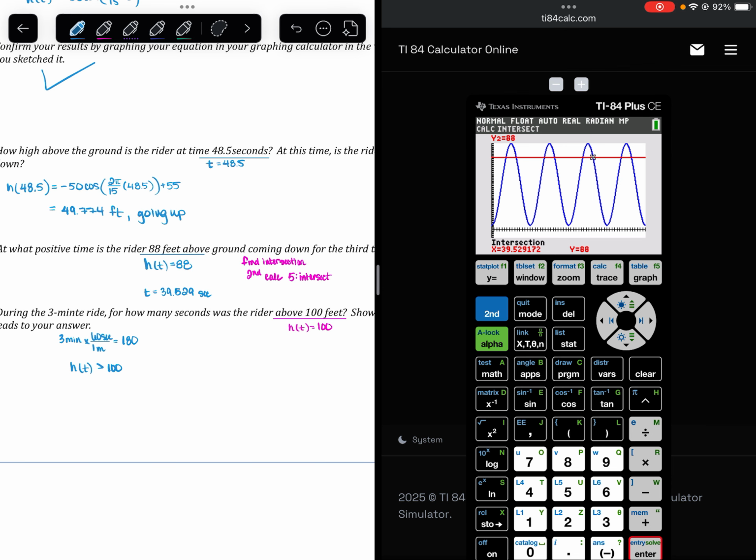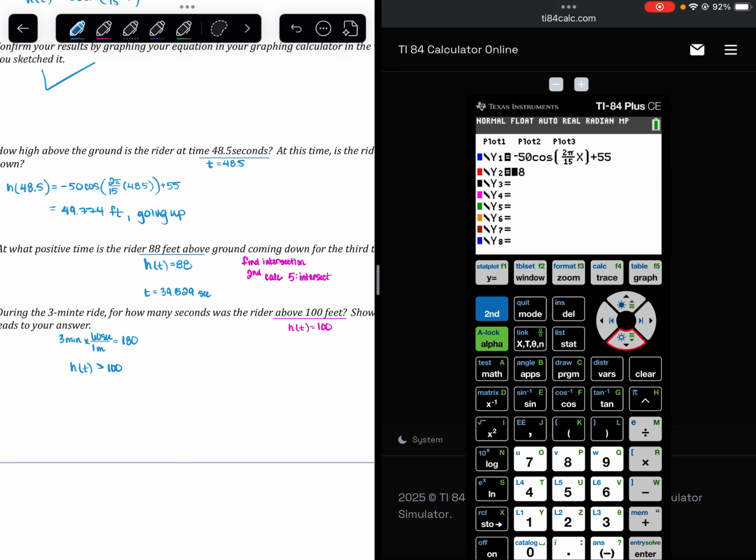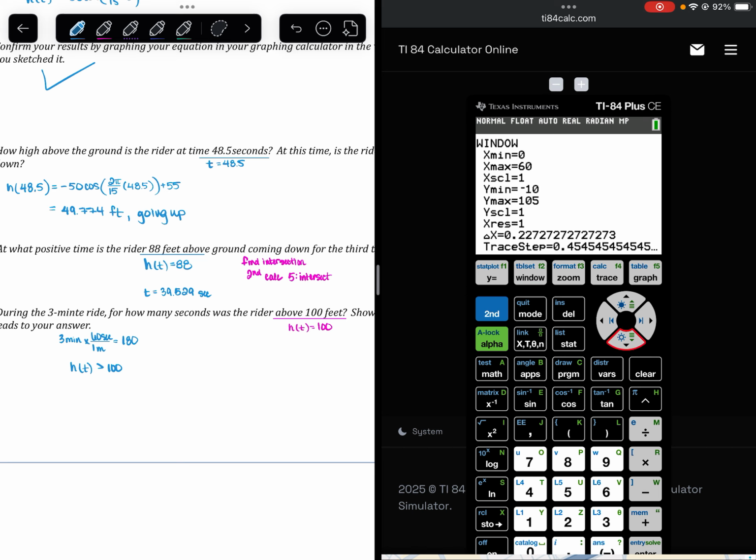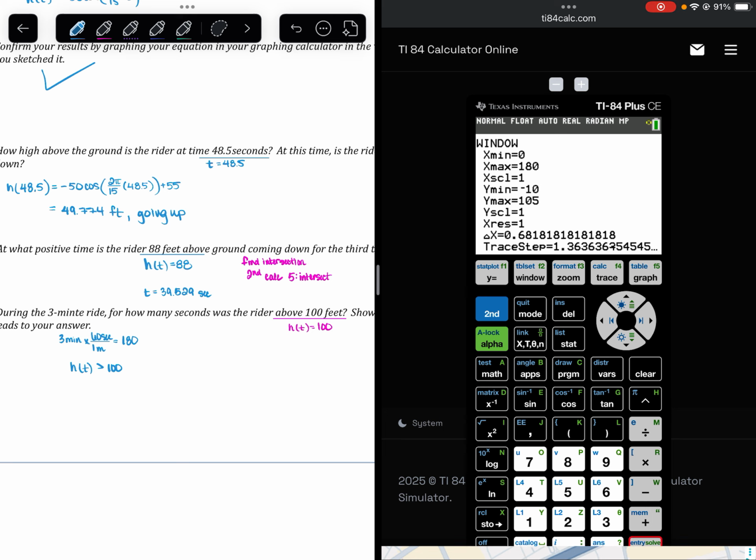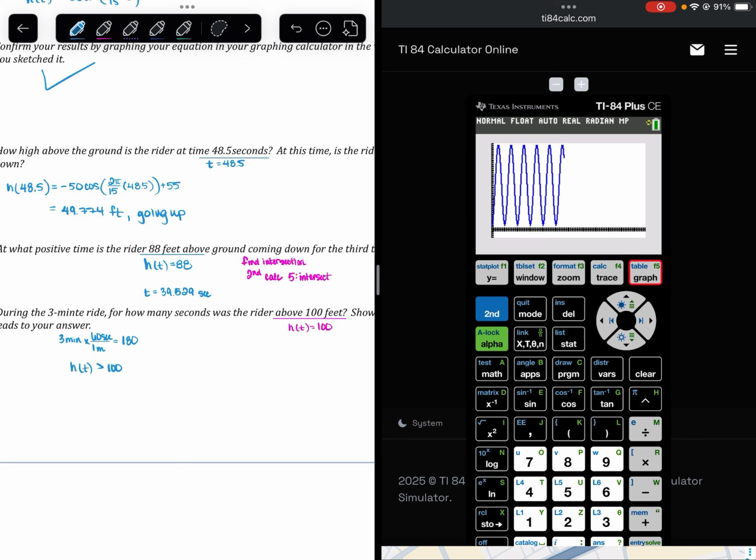So first thing I need to do is I'm going to go down to Y2. I don't need that 88 anymore. I need to know 100. So I'm going to type in 100. Then I'm going to go to my window, and I'm going to change this to 180 and have a look at it. And let's see if it's too much.